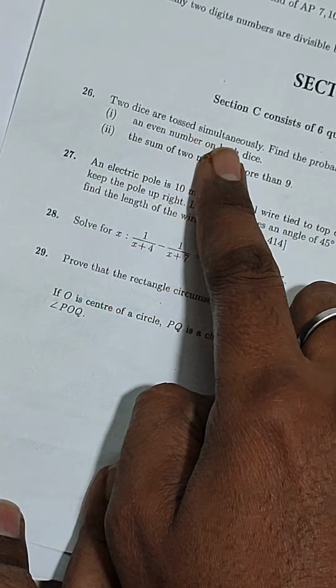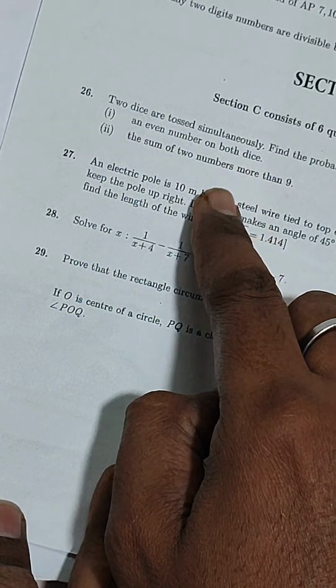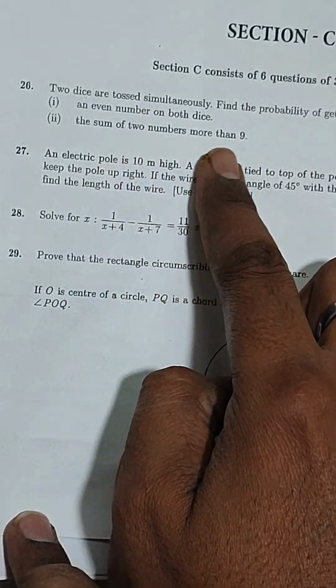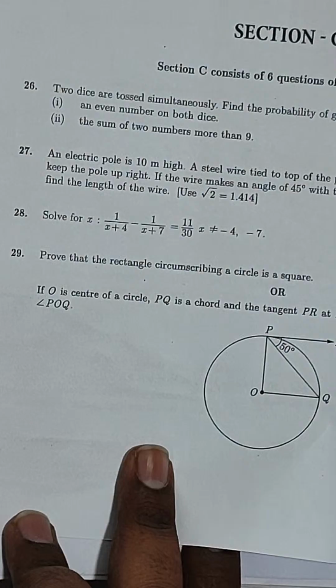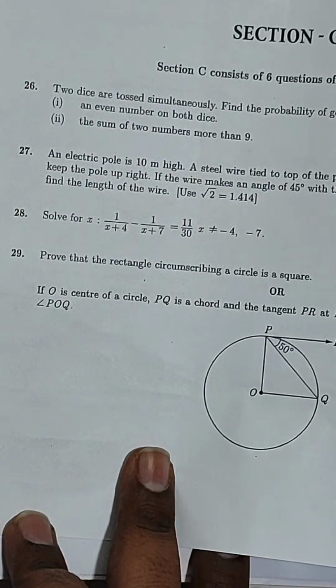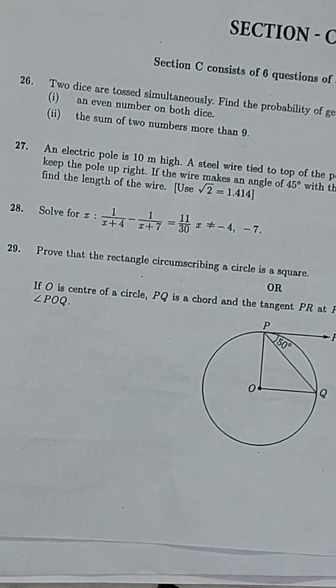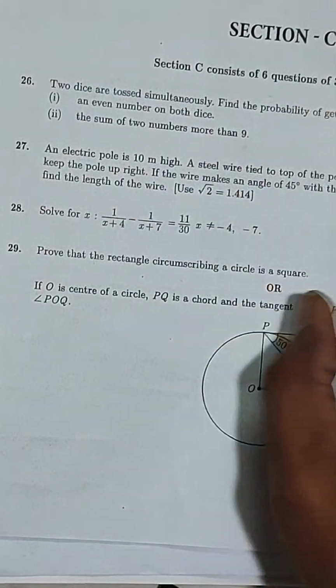2 dice are tossed simultaneously. Find the probability of an even number on both the dice. Okay, this one. And the sum of two numbers more than 9. You want me to take this probability question or not? Let me know if this probability question we are going to take. Let me take these 3 marks questions.